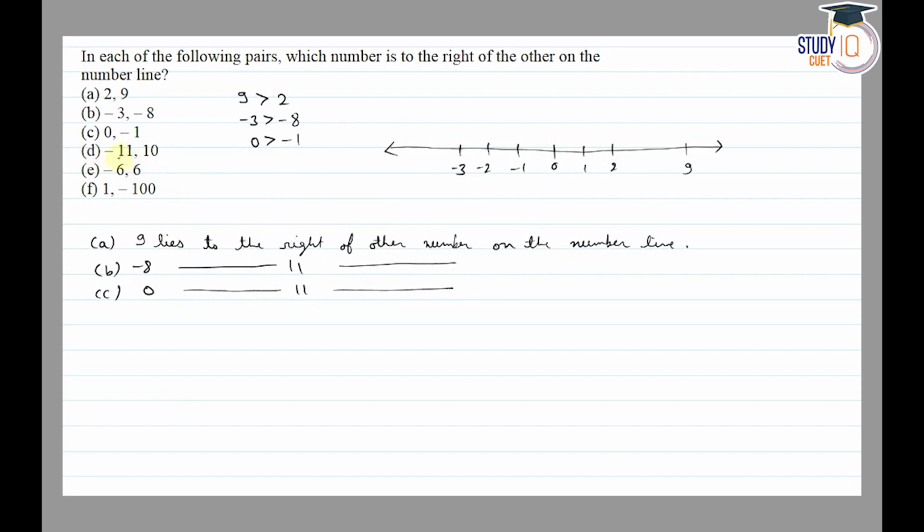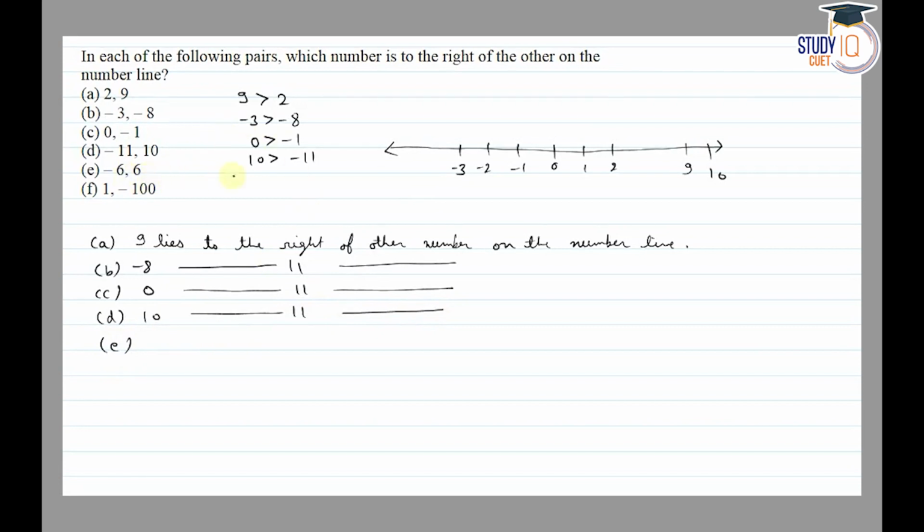Part E, -11 and 10. Which one is greater? Obviously the positive integer 10. So 10 is greater than -11. So 10 will lie somewhere here and -11 on the left side of 0. Suppose -11 lies here, then 10 is to the right of -11. So the answer will be 10 lies to the right of the other number on the number line.